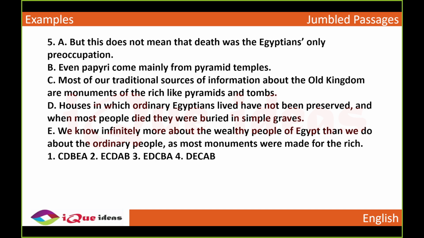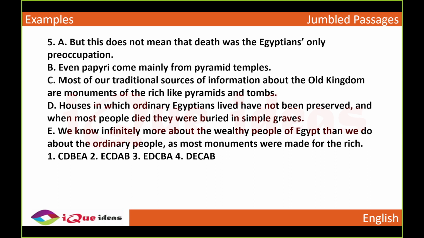Okay. So we have got five sentences again, four options. C, D, or E, which is a starter. C says most of our traditional sources of information about the Old Kingdom are monuments of the rich, like pyramids and tombs. Okay, seems like a general statement. So C might be able to begin.